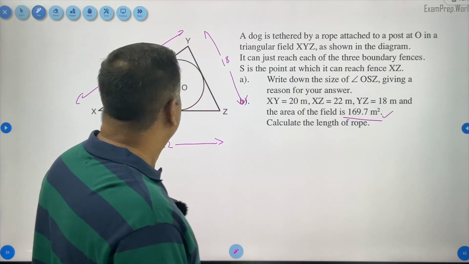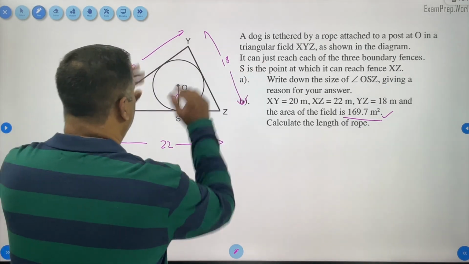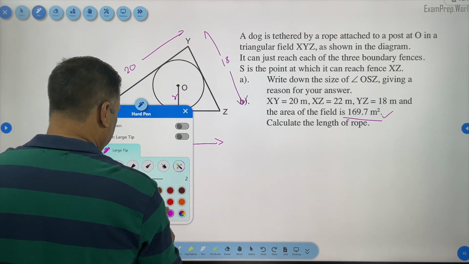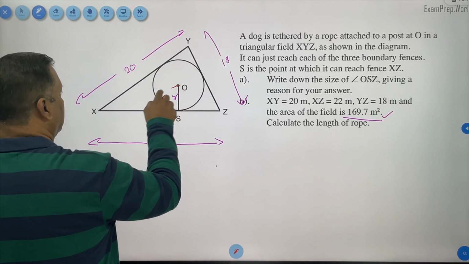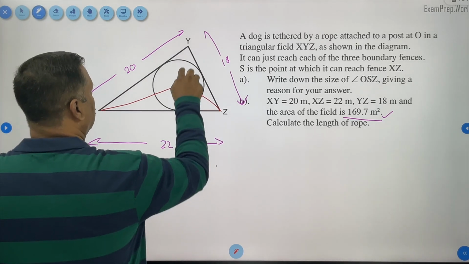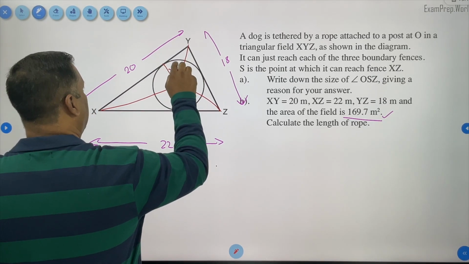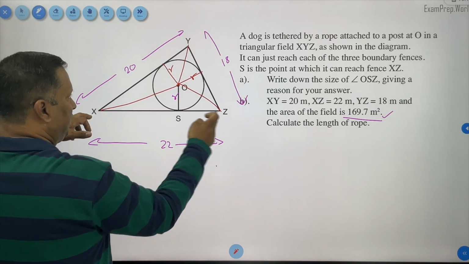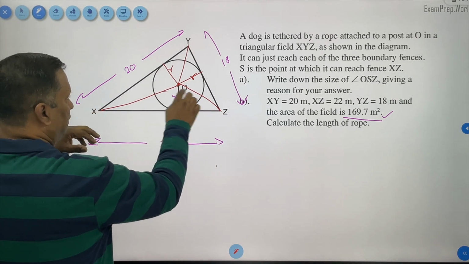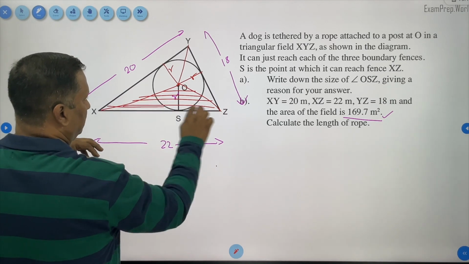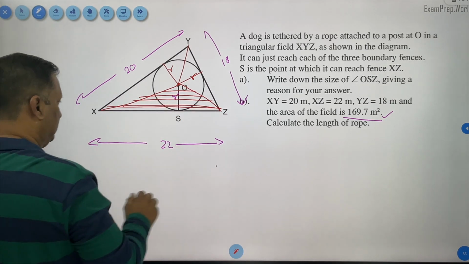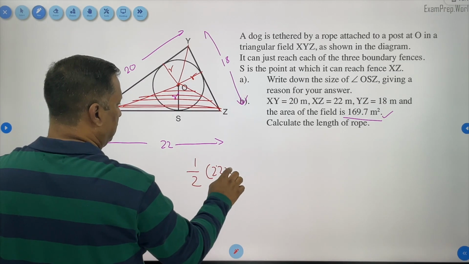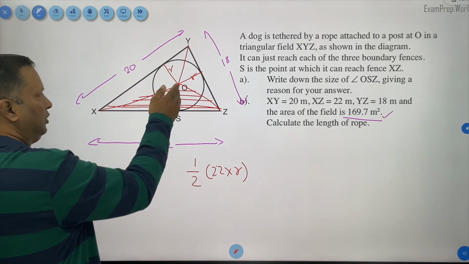So we will divide this whole thing into 3 triangles. Look very carefully, kids. I will use bright red color. This is also R, this is also R. Look at the 3 triangles. OXZ, this is first triangle. What is the area of this? Half base 22 into R. R is the height of this triangle.